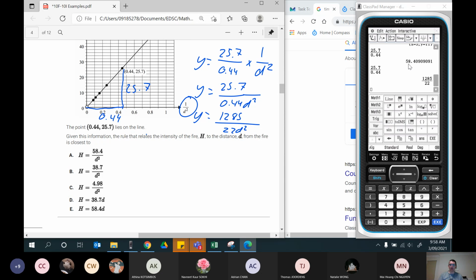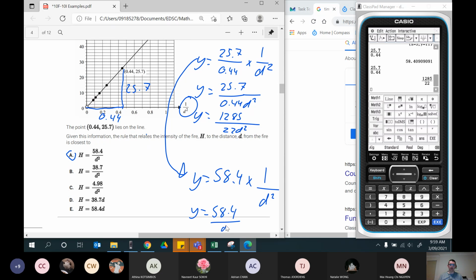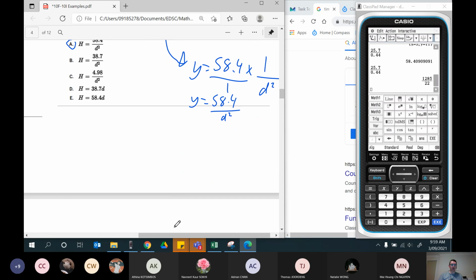So the closest thing would be 58.4 on d squared. So that would be this one, because if you look at it from this line, 25.7 divided by 0.44 equals 58.4, so y equals 58.4 times 1 on d squared. That's actually on 1, so therefore y equals 58.4 on d squared. Because remember, times in fractions, numerators and denominators times by each other. And that's what would be A for that one.